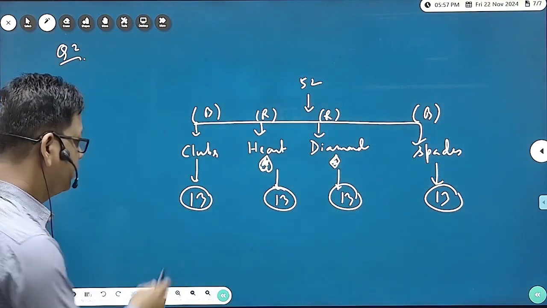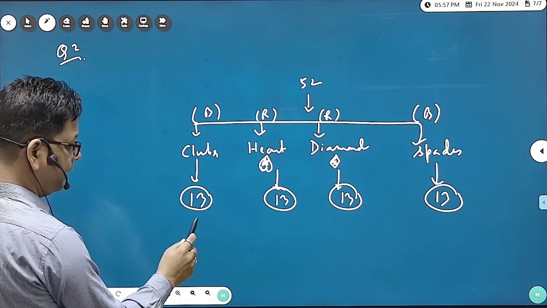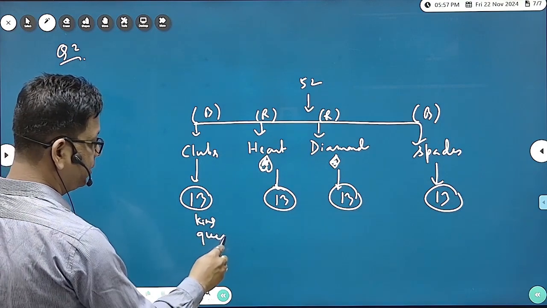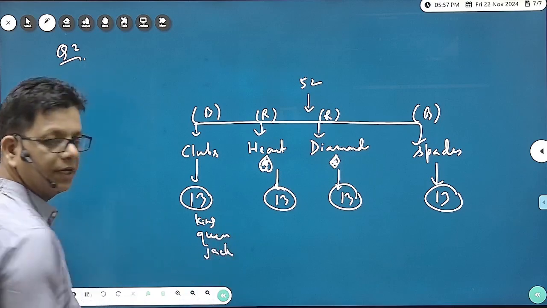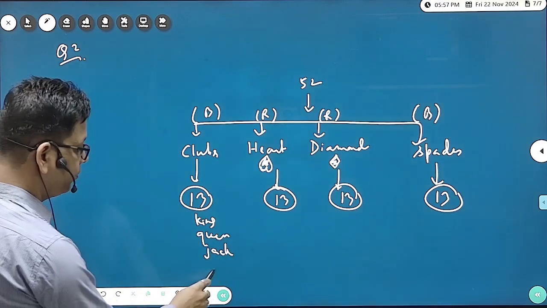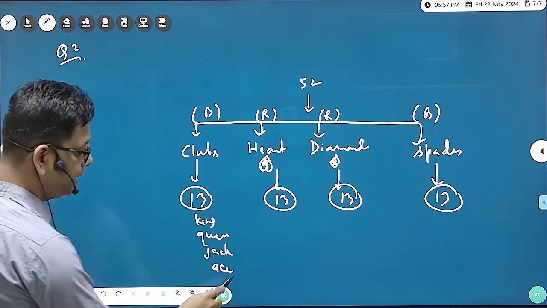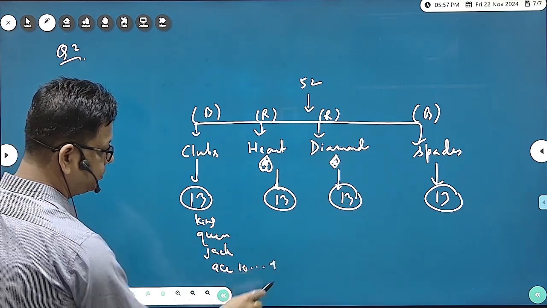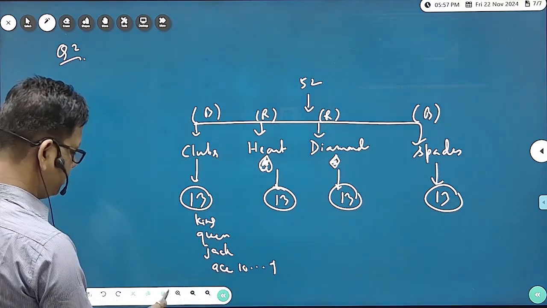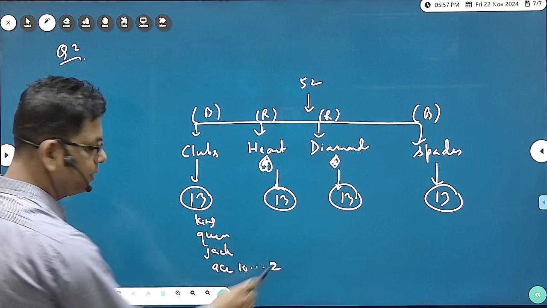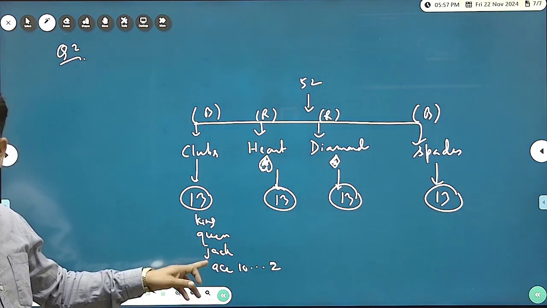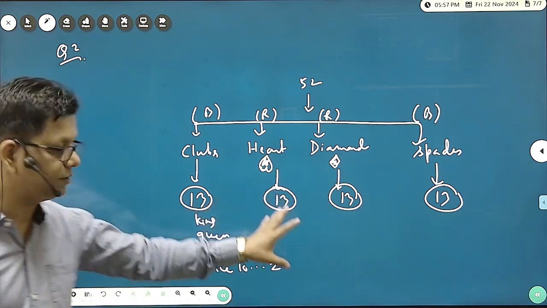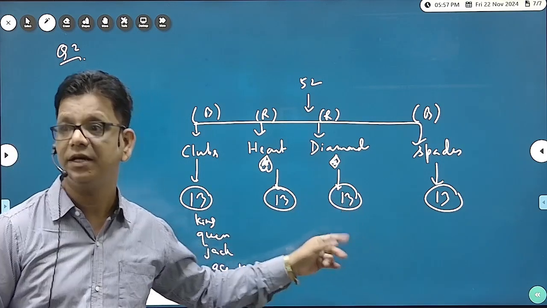Now, the cards: every category has king, every category has queen, every category has jack. One more card is there which is called ace. And then we have the number cards: 10, 9, 8, 7, 6, up to 2. These are the cards: king, queen, jack, 10, 9, 8, 7, 6, 5, 4, 3, 2. Same cards are here. Only what is different? Symbols and the color.